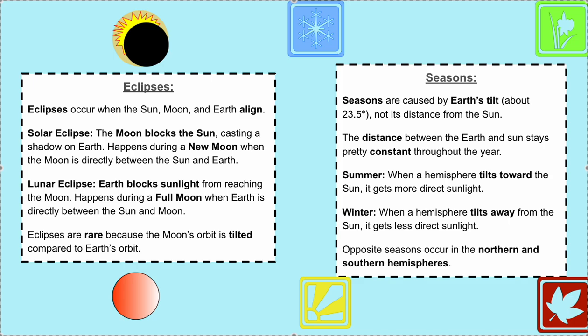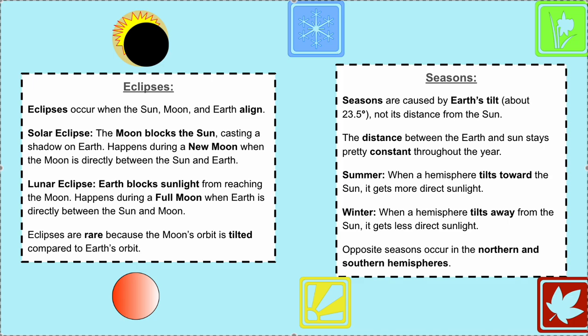Seasons are caused by Earth's tilt, not its distance from the sun. Earth is tilted at about 23.5 degrees. That means the North Pole isn't going straight up. It's tilted slightly to one side. This tilt causes variations in sunlight throughout the year.